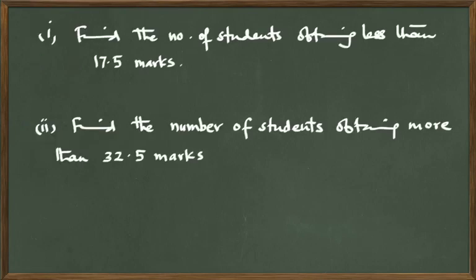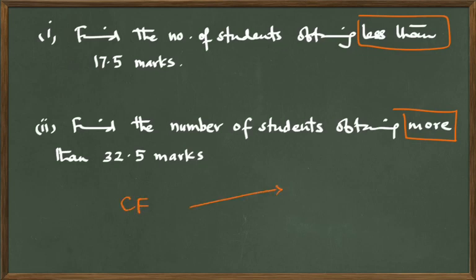Now my first question is, find the number of students obtaining less than 17.5 marks. So the keyword, look for the keyword, that is 17.5 marks. So this is less than 17.5 marks. Then it says find the number of students obtaining more than 32.5 marks. So now the number of students are the cumulative frequency, and I want the marks.